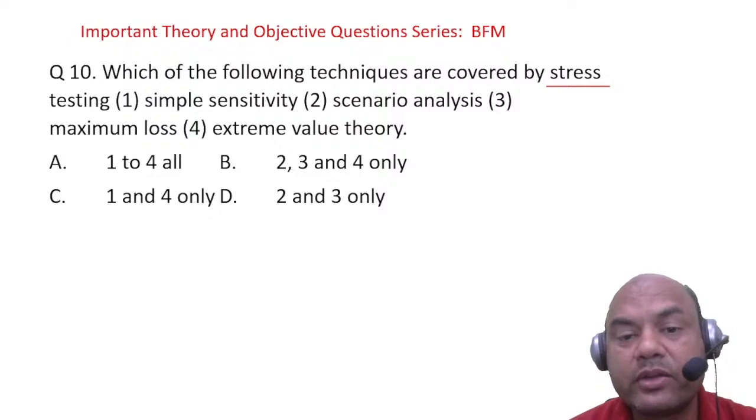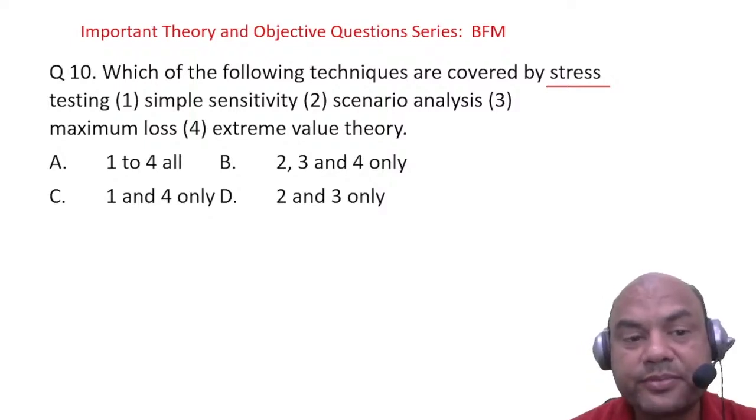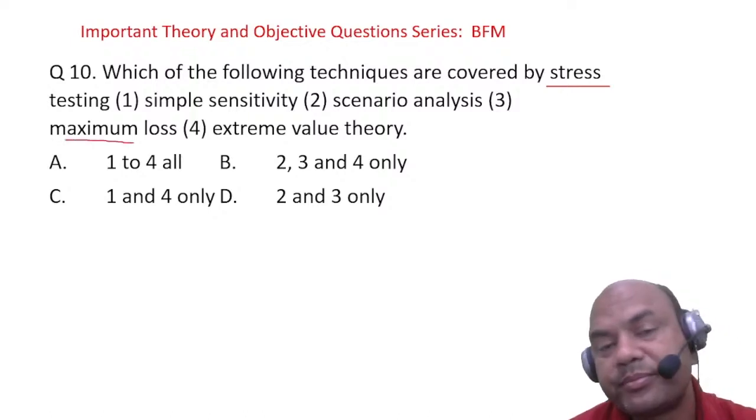EVT is extreme value theory. Extreme value theory means what can be my maximum extreme losses. Maximum loss means what can be my no profit and all losses. You had the similar concept of maximum loss in your JAIIB.